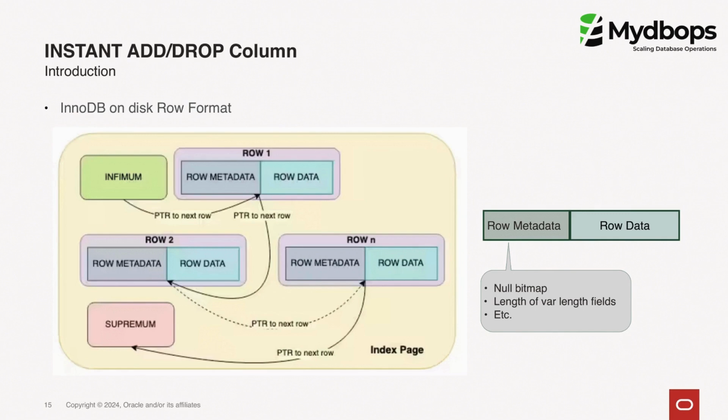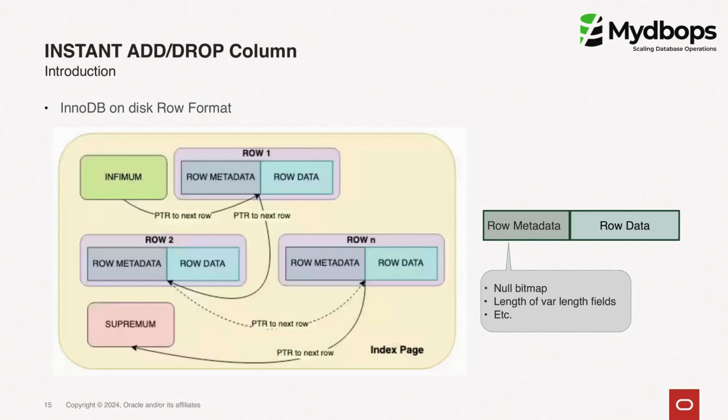So this is how an index page in InnoDB on disk looks like. Every page has two dummy records which are called infimum and supremum. Infimum is the first. All the records on a page are put in a singly linked list, so every record always points to the next record. The head of the linked list is infimum, that is a dummy record, and the tail of the linked list is supremum, that is the last record on the page. And in between we have the records which are inserted by the user.